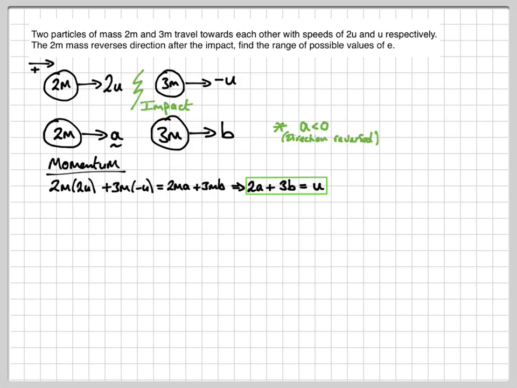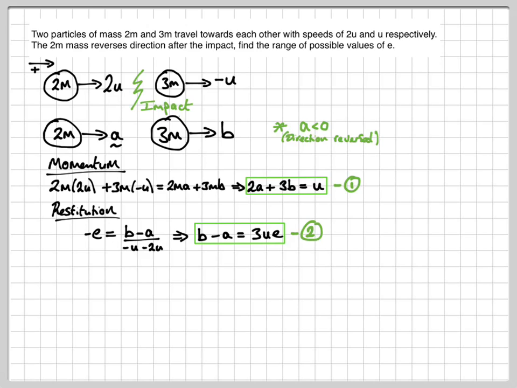I'm now going to create an equation for restitution. And the general technique here really is to create two equations and solve them simultaneously to find one of the missing variables. Okay, so I start with my preferred version of Newton's law of restitution, which simplifies to give me equation 2: b minus a equals 3u.